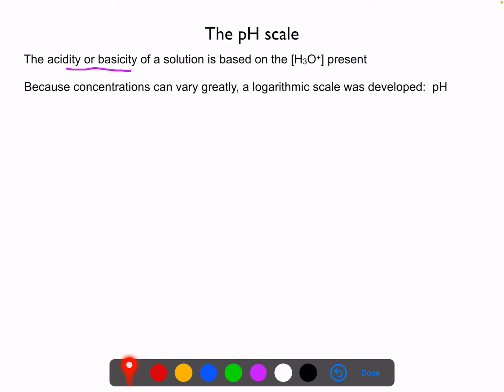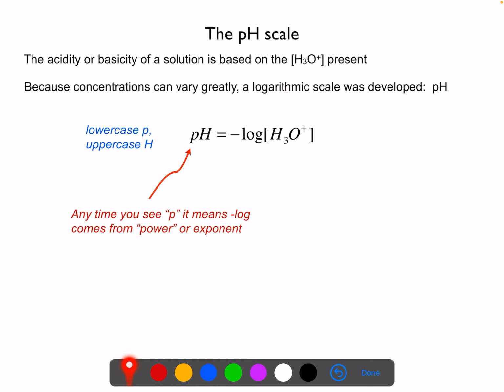All right, so because concentrations can vary a lot, people use a logarithmic scale. And so the pH of a solution, and that is a lowercase p, capital H, is equal to the negative log of the concentration of hydronium. And anytime you see this lowercase p in an equation, it always just means negative log. So if you see that, it means negative log.